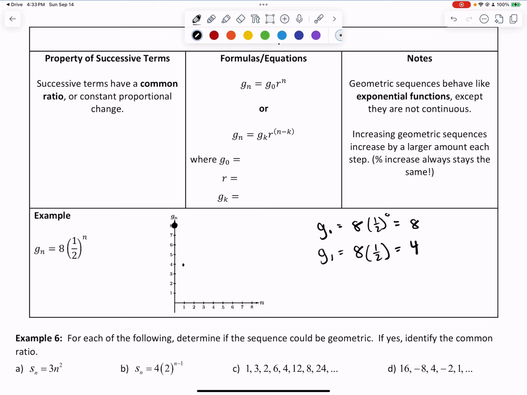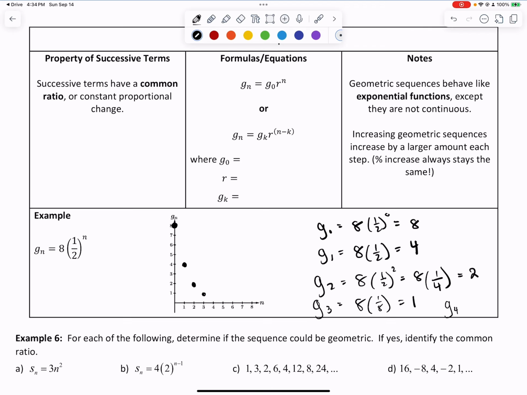That's the wrong spot. There we go. G sub 2, 8 times 1/2 squared. When you square a fraction, you square the top, square the bottom. 1 squared is still 1. So that is 8 times 1 over 2 squared. And 8 over 4 is 2. G sub 3, 1/2 cubed is 1 over 8. 8 over 8 is 1.